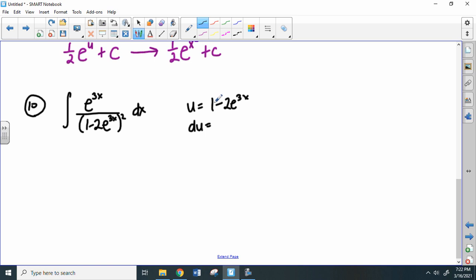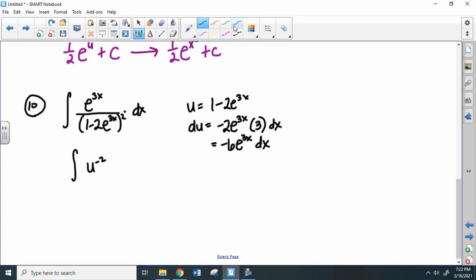The derivative of 1 disappears. The derivative of negative 2e to the 3x is negative 2e to the 3x times 3. I do need the chain rule there, and I need my dx. So du ends up being negative 6e to the 3x dx. Right now, everything that I chose for u is on the bottom, and it is squared. Well, what can you do with a u on the bottom that's raised to a power? You can bring it to the top and make the power negative. And then I have e to the 3x times dx.